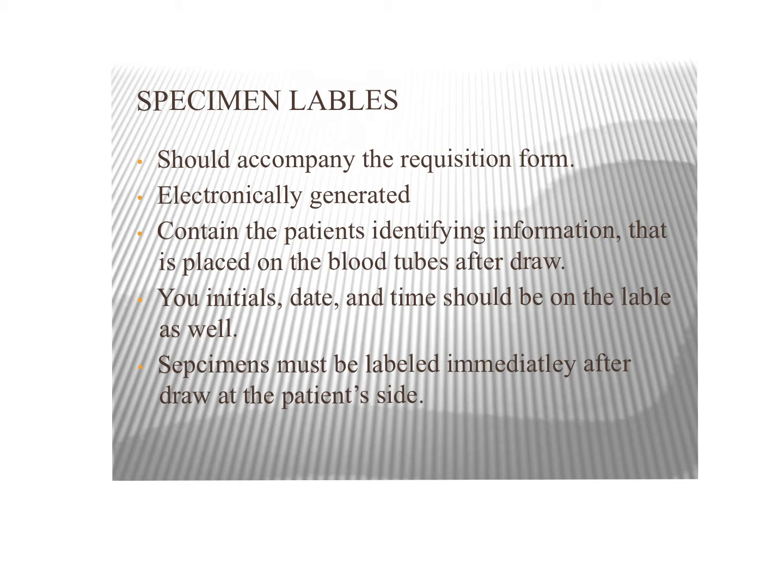Specimen labels are really important. They are going to accompany that requisition form. They're going to be electronically generated, so when that requisition form gets printed, a sheet of those labels will get printed as well. It's going to have the patient's identifying information on there, so the patient's name, birthday, and medical record number. It will have the date and the time on there as well, and those are going to be placed on our blood tubes after draw, or whatever specimen we're collecting. Our initials should be put on there as well.